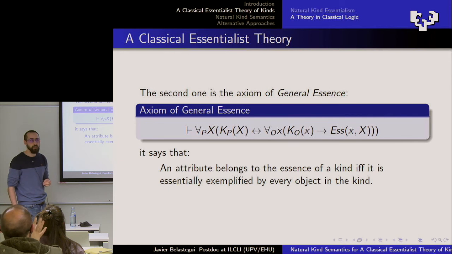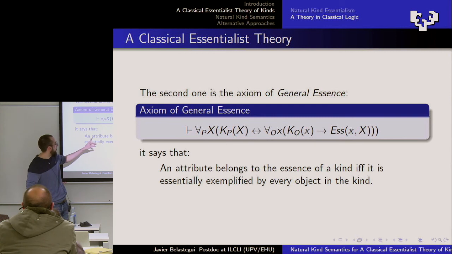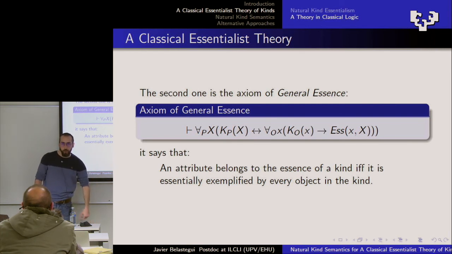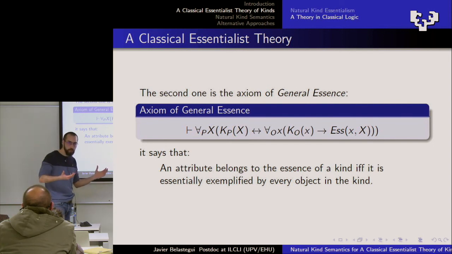I mean, it's not that I want to reject it. I forgot about the axioms. Yeah, no. So this goes the other way around. It says an attribute belongs to the essence of the kind if and only if it is had essentially by every object. So if you take all the objects that you would say belong to the kind, if there's a property that is essential to all of them, then it's in the essence.